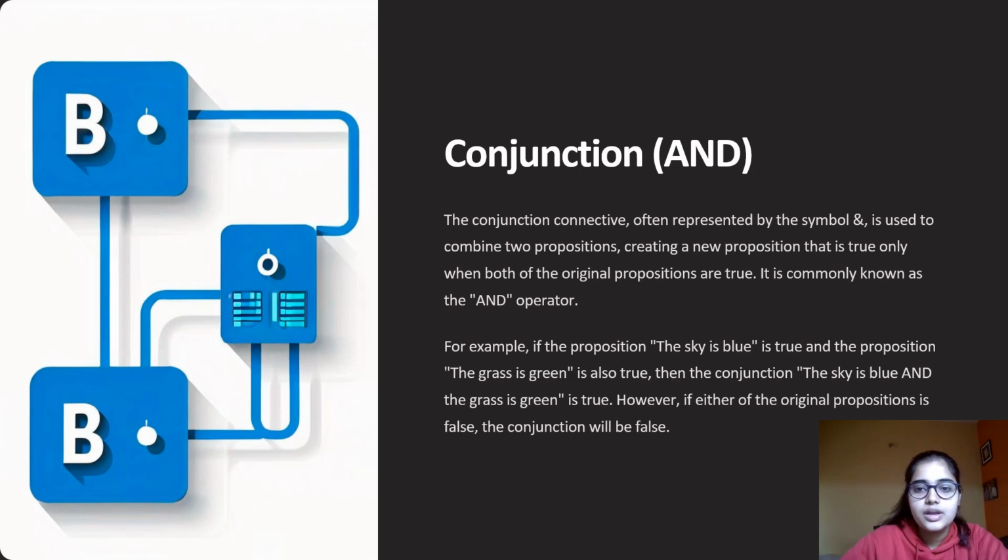For example, if the proposition the sky is blue is true and the proposition the grass is green is also true, then the conjunction the sky is blue and grass is green is true. However, if either of the original propositions is false, then the conjunction will be false. Which means if there are two true statements, then the conjunction will also be true. If either one is false and the other is true, then the conjunction will be false.